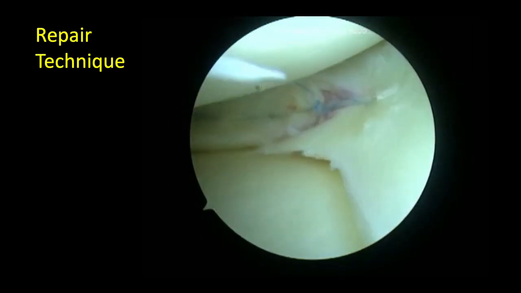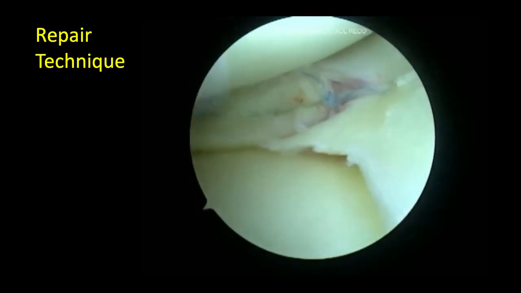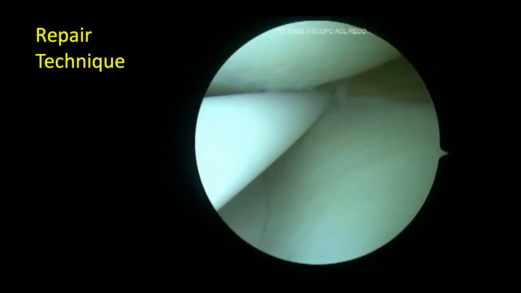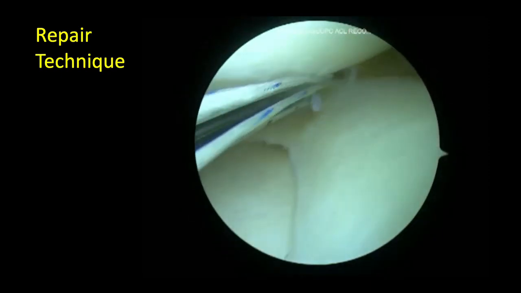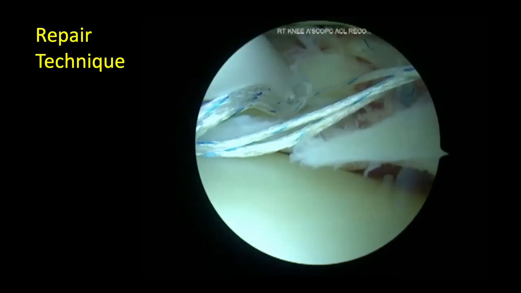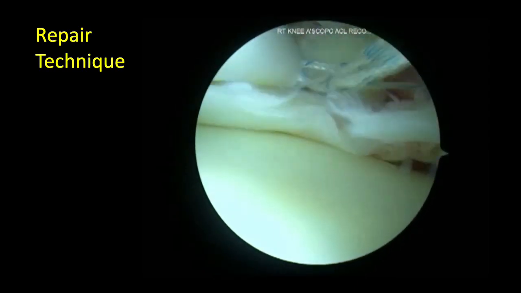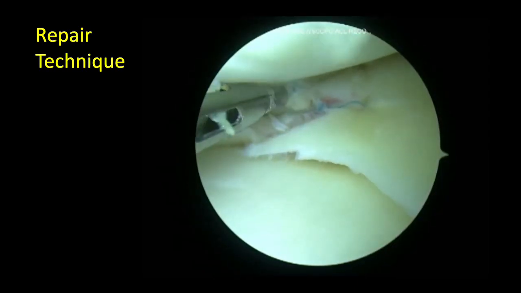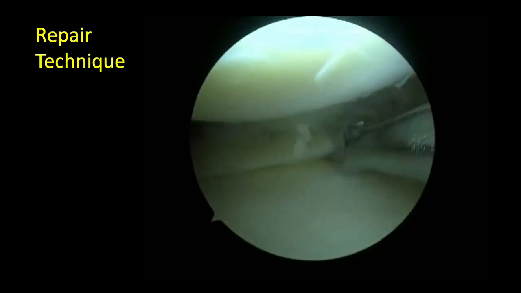The scope is re-switched and another stitch is taken through the anteromedial port to suture the posterior horn of the meniscus to the capsule in a horizontal fashion. The third stitch is taken to reinforce the radial tear component.